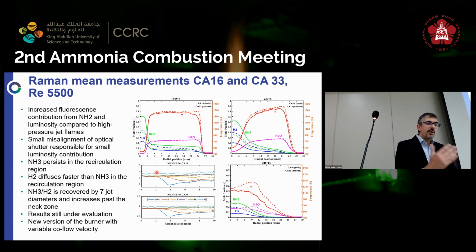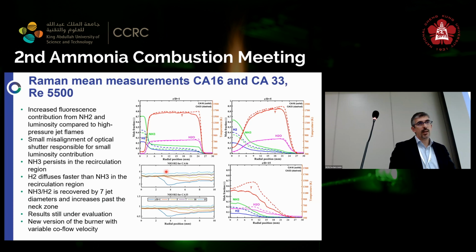Interestingly, same profile, same phenomenon we saw in the simple jet flame: the ammonia to hydrogen ratio increases as you go into the neck region. So hydrogen gets depleted, is trapped in the recirculation region and burns ahead of the ammonia, creating a higher ammonia to hydrogen ratio in the high strain, neck region.